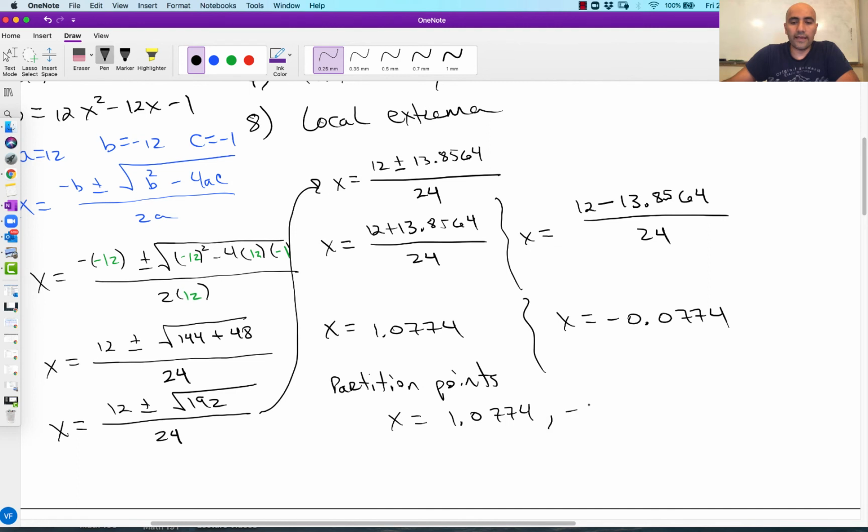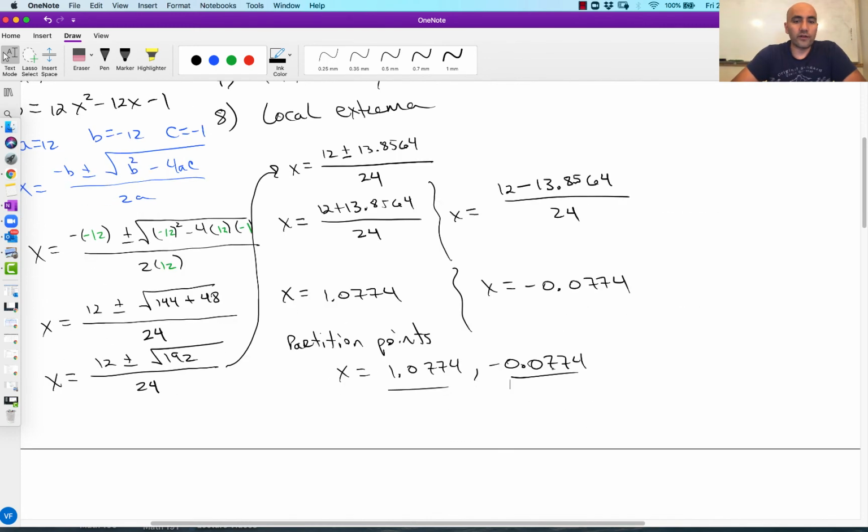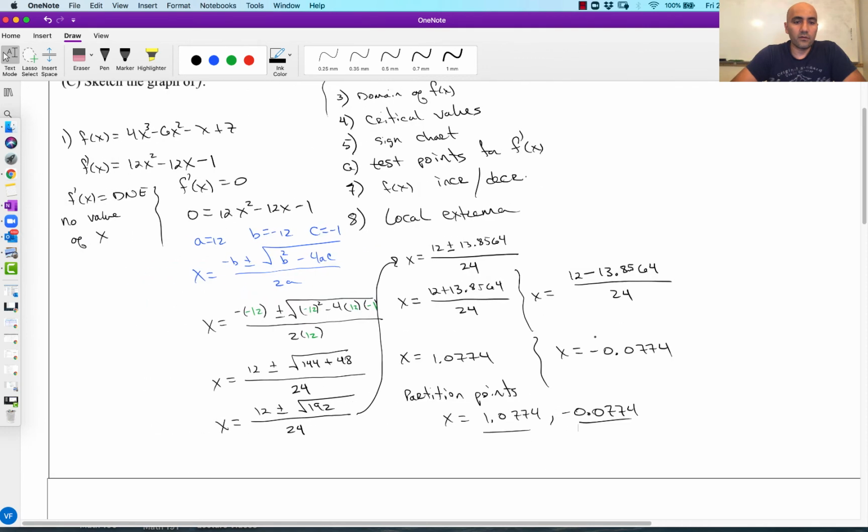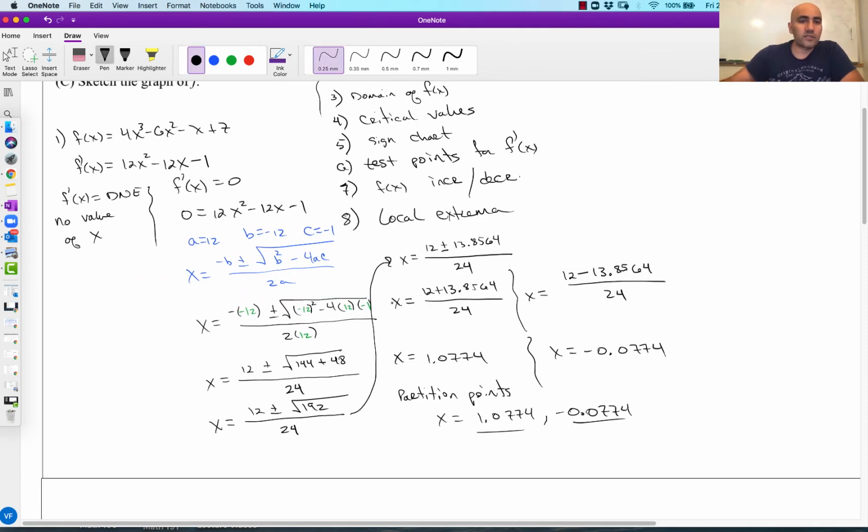0.0774 and negative 0.0774. So here are two partition points. And now we come back and think about our original function and the domain of our original function. So this was step 1 here. We found the derivative. Step 2 was to find the partition points.